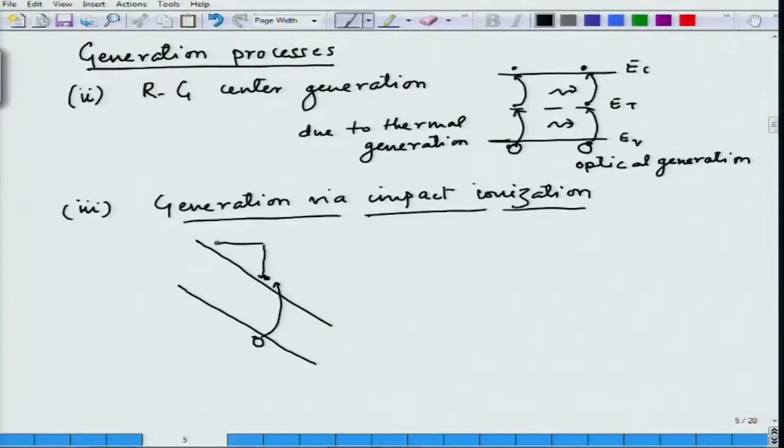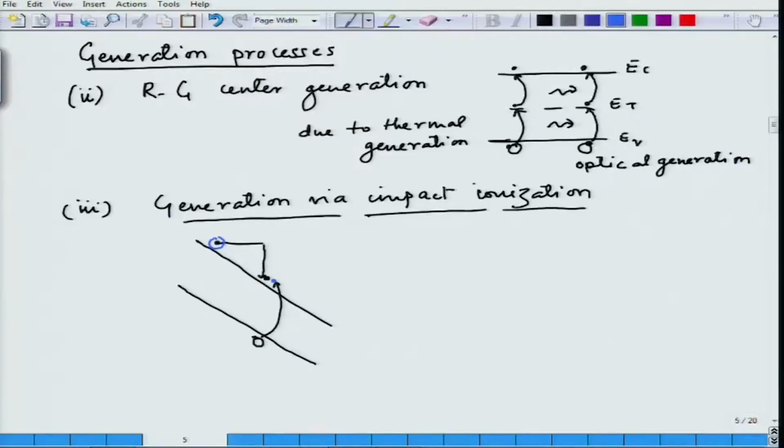So, this particular electron has a collision with the material lattice or another carrier, in which it loses its energy, and this energy is given to the electron in the valence band, and that is moved to the conduction band, creating a hole. So, by this impact of carriers with each other or with the lattice, we have created an electron hole pair, and this is why it is called generation by impact ionization.